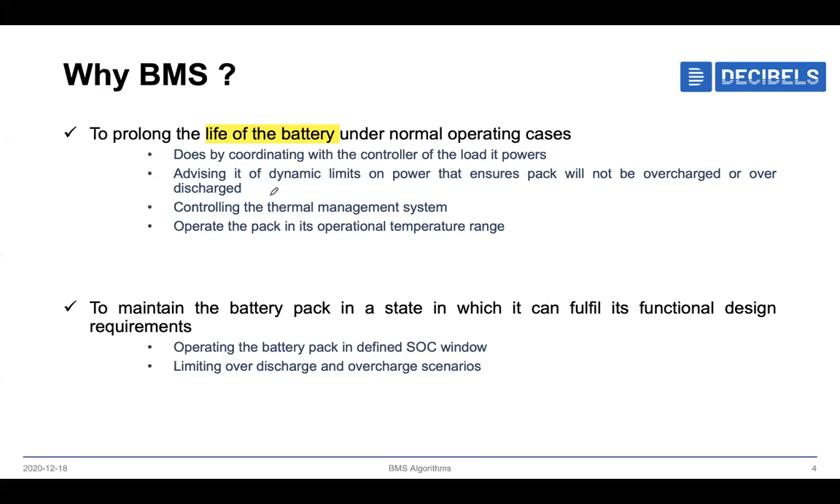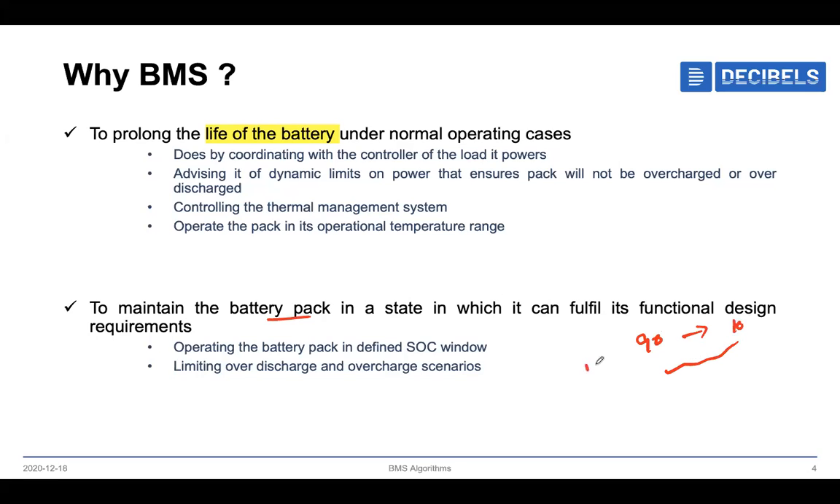proper range. Apart from all these things, another important thing is maintaining the battery pack in a state in which it can fulfill its functional design requirements. Okay, because many people will tell us that we should not operate the battery pack between 100 to 90 percent, or from 10 to 0 percent. So what this BMS has to do is, if you give a command to the BMS telling it that my battery pack has to operate only between 90 and 10 percent, then it has to make sure that the battery pack is operating in this region.